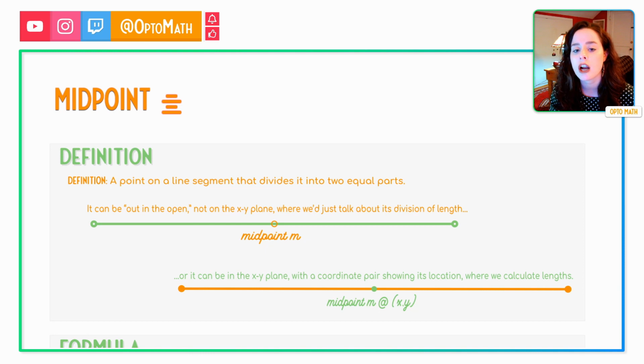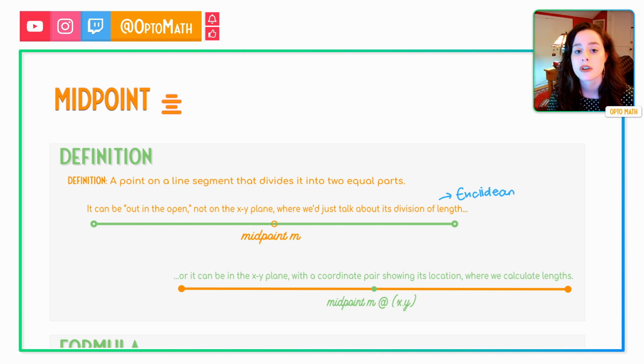The first way we talk about this is it can be out in the open, not on the XY plane, where we just talk about its division of length. So mostly we're just looking at its length. And this will be considered a Euclidean geometry look at midpoint. So let's write that. Euclidean. So a Euclidean look. Remember how we talked about Euclid being the father of geometry? Well, Euclid talked about geometry not really on the coordinate grid or the coordinate plane.